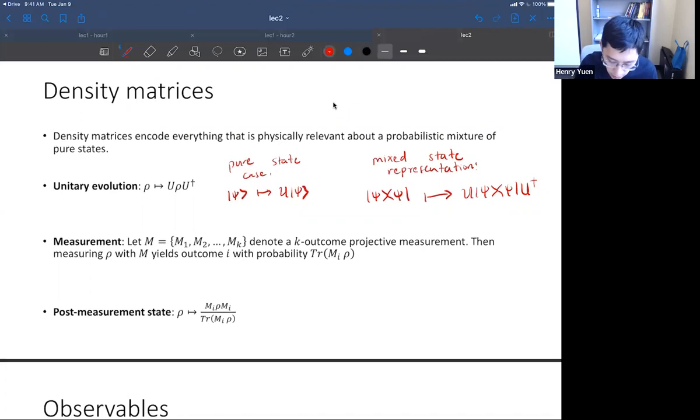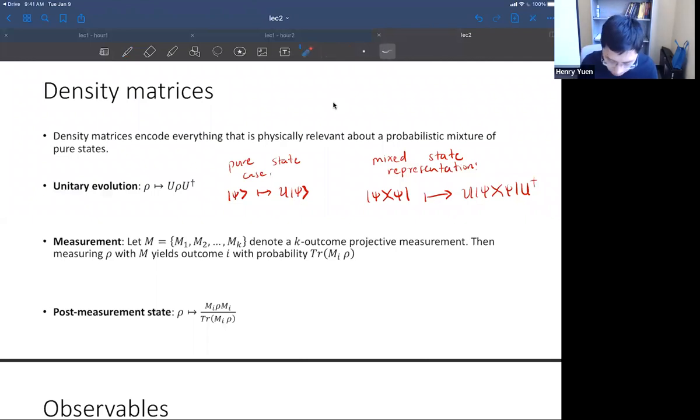But notice that this is just the rank 1 outer product of this unit vector. Okay, so it's compatible. Okay, so that was with unitary evolution. Now let's talk about measurements.